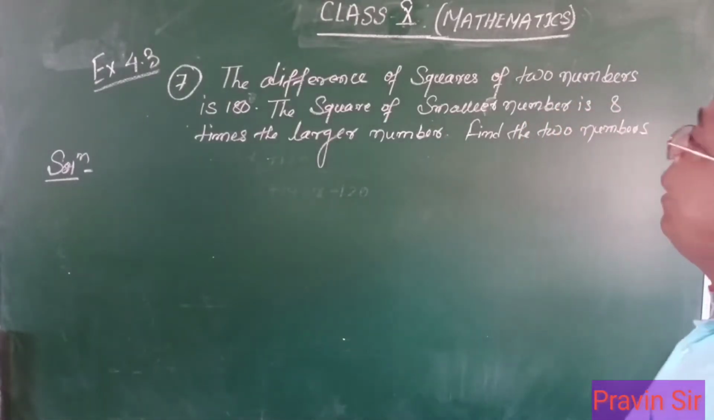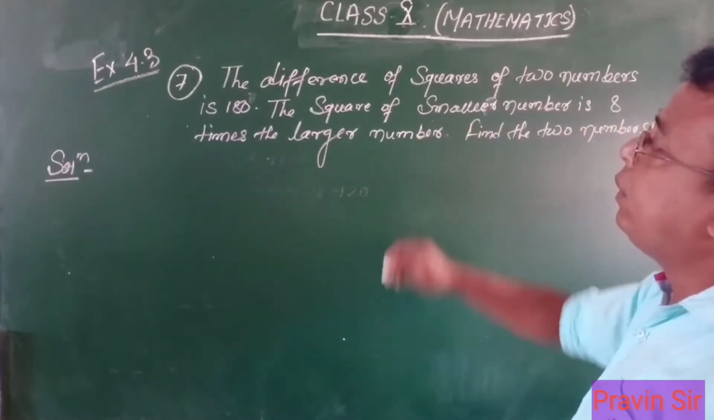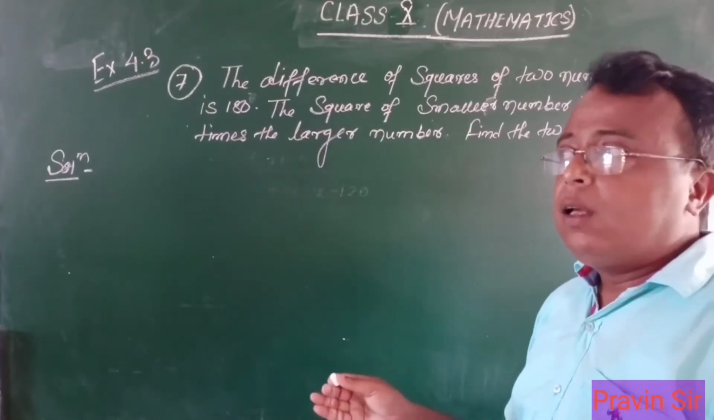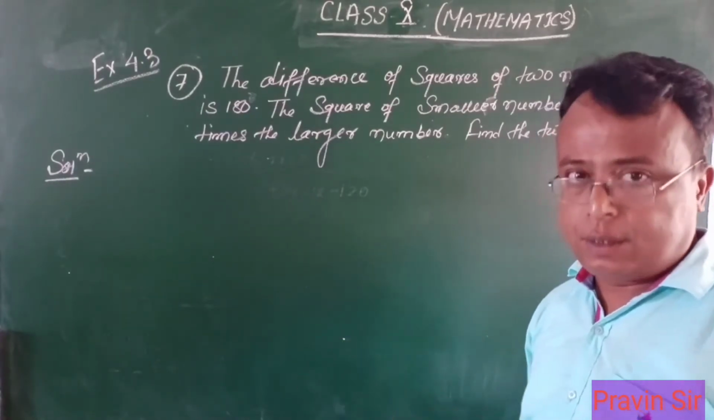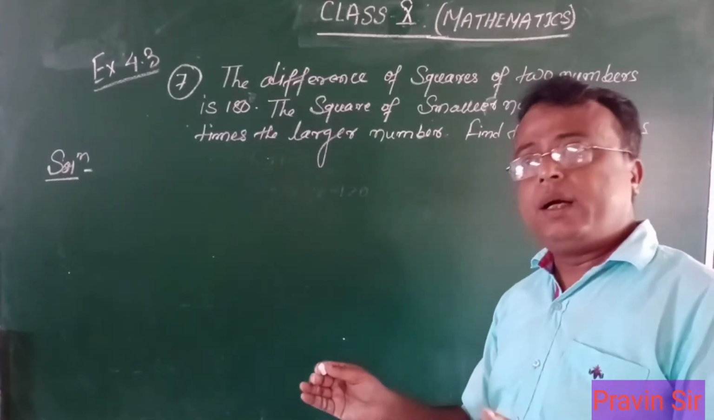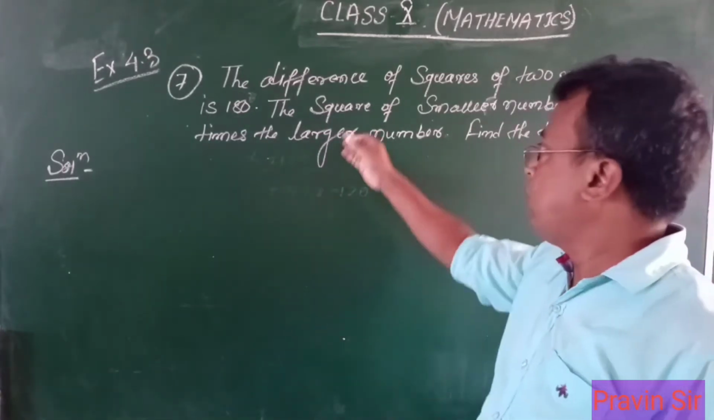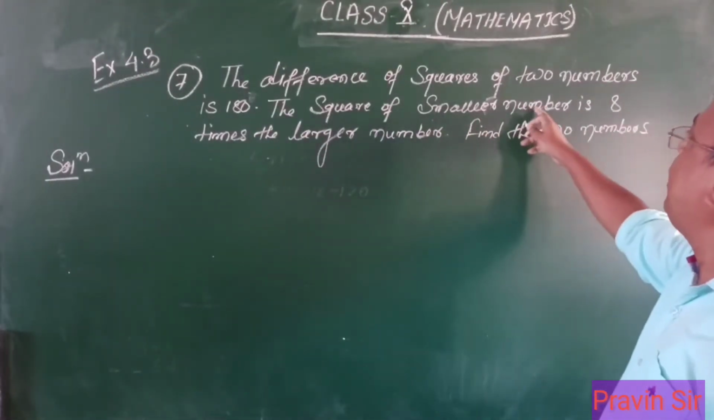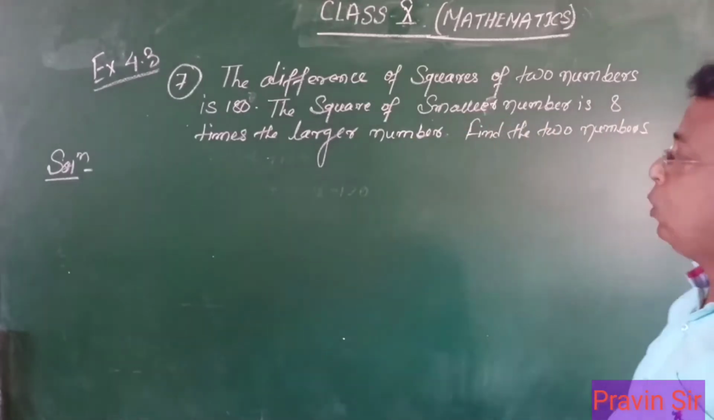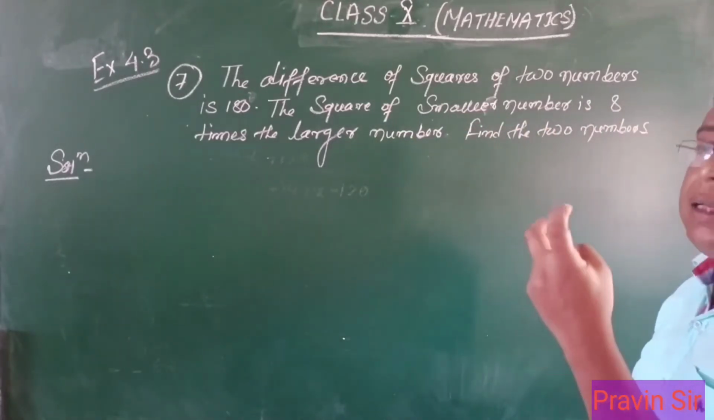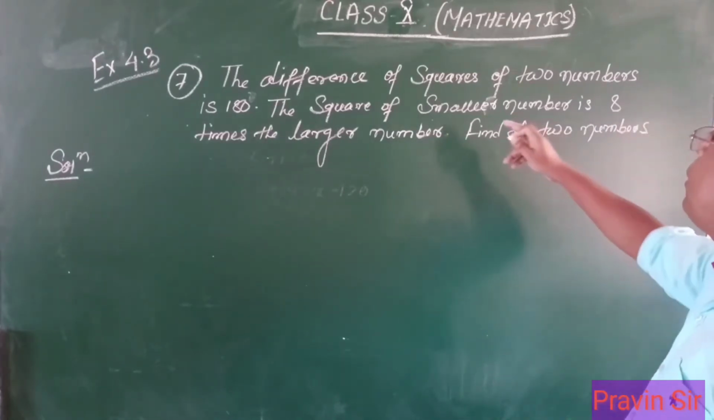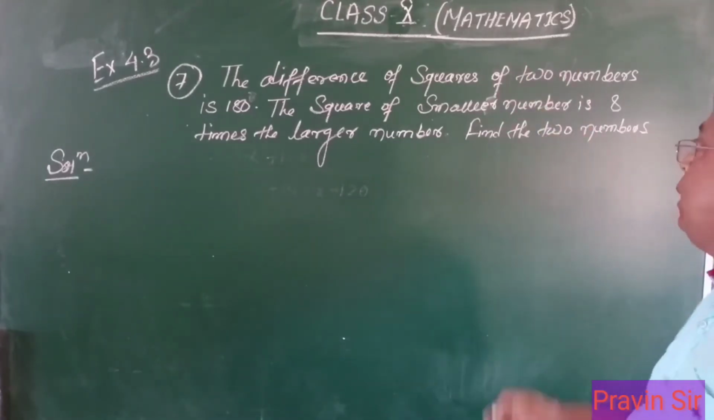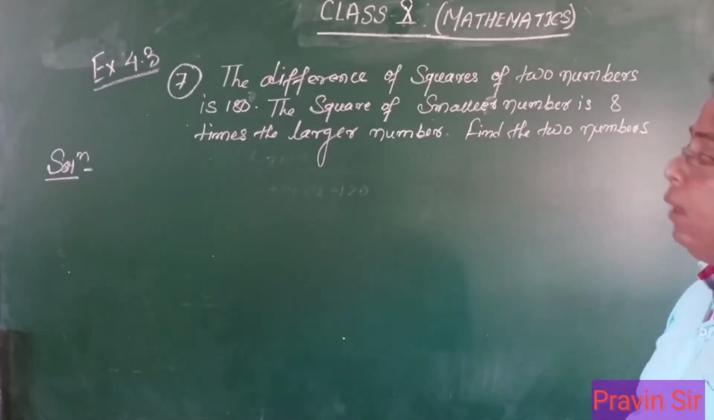The question is: the difference of squares of two numbers is 180. Two numbers are there. If we square them and subtract, we will get 180. The square of the smaller number is 8 times the larger number. So two numbers are there, one is the smaller number, another is the greater number. The square of the smaller number is 8 times the larger number. So find the two numbers.